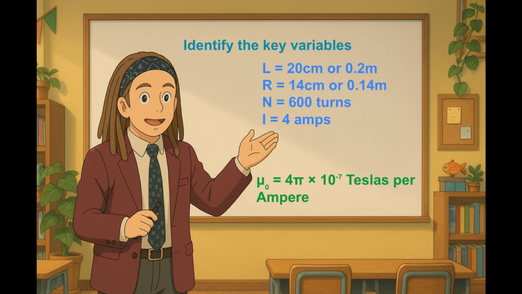Number of turns in the coil, N, is 600 turns. The current flowing through the coil, I, is 4 amps. Finally, we need a fundamental constant, the permeability of free space, denoted as μ0. Its value is approximately 4 pi times 10 to the minus 7 Tesla meters per ampere. This constant tells us how easily a magnetic field can be established in a vacuum.